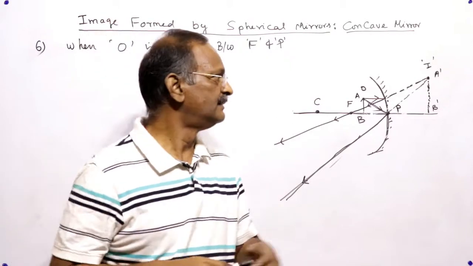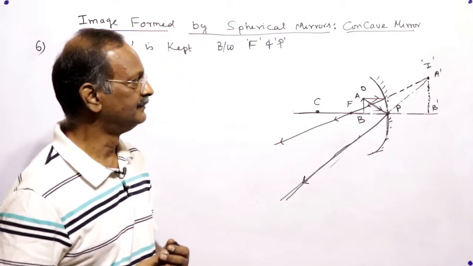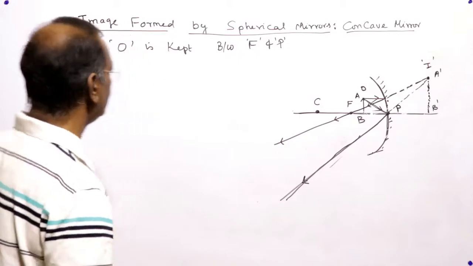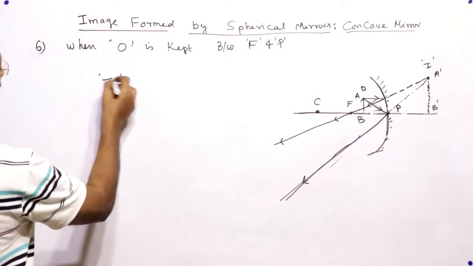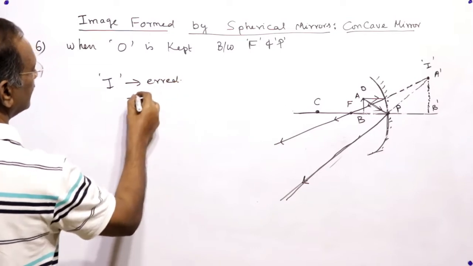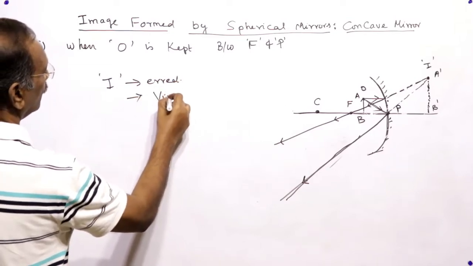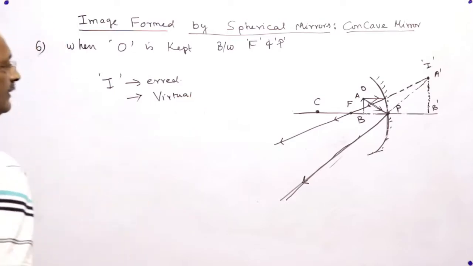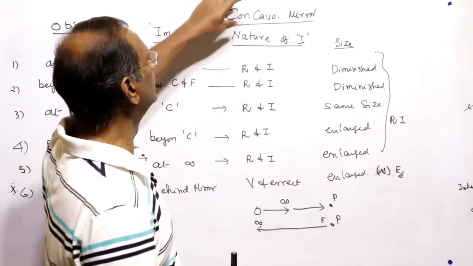What is the nature of the image? The nature of the image is erect. Erect means it is clearly understood, and it is virtual. Why do we call it virtual?